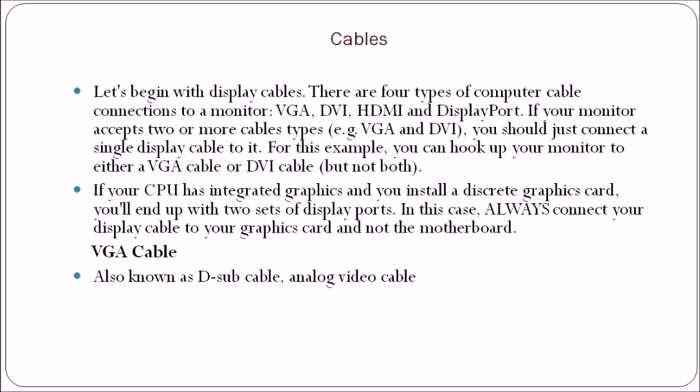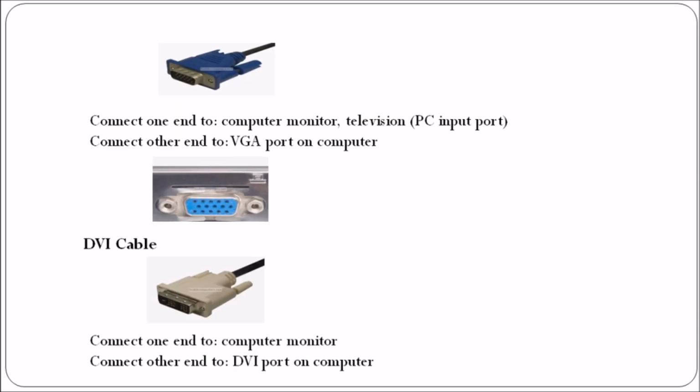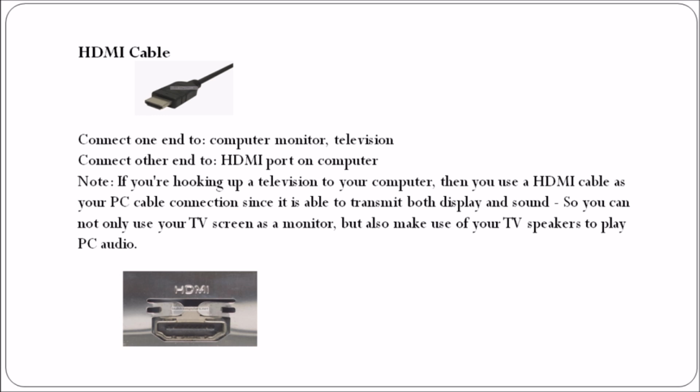VGA cable, also known as D-sub cable, analog video cable. Connect one end to computer monitor, television. Connect other end to VGA port on computer. DVI cable. Connect one end to computer monitor. Connect other end to DVI port on computer. HDMI cable. Connect one end to computer monitor, television. Connect other end to HDMI port on computer.